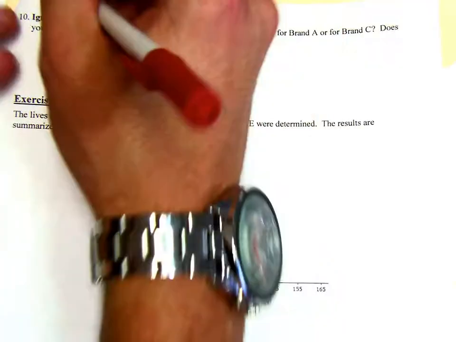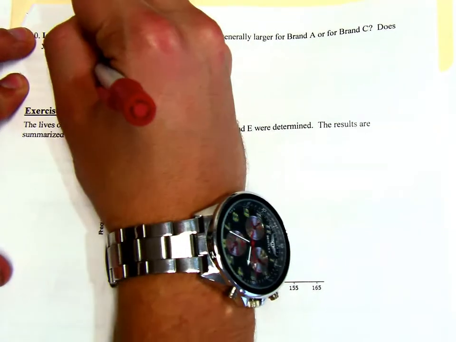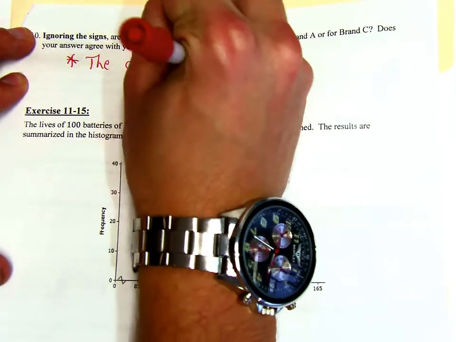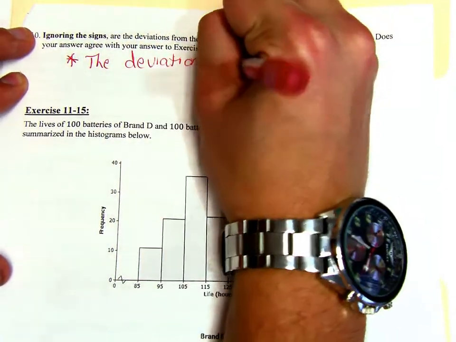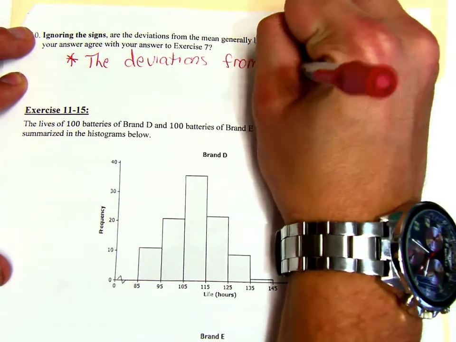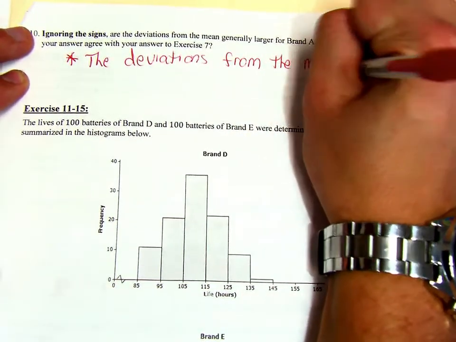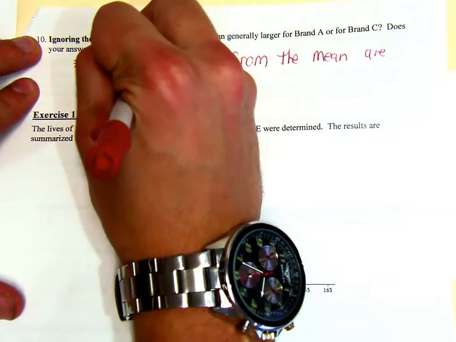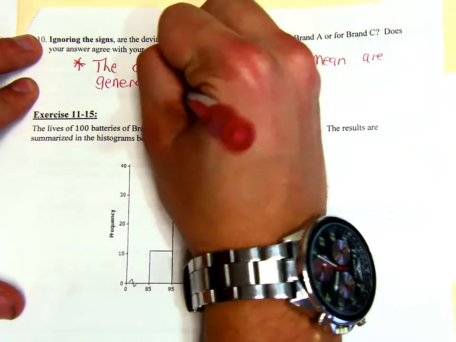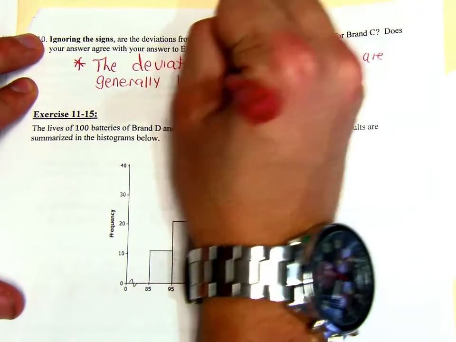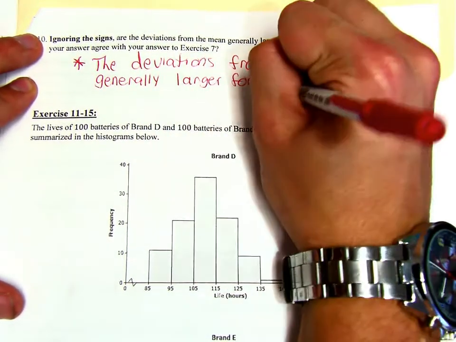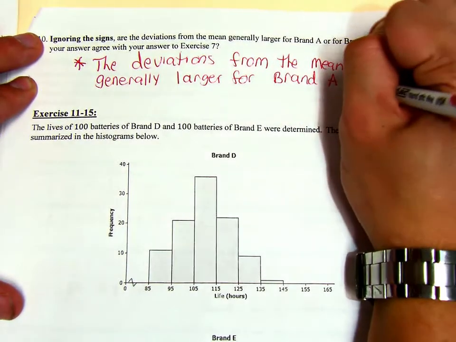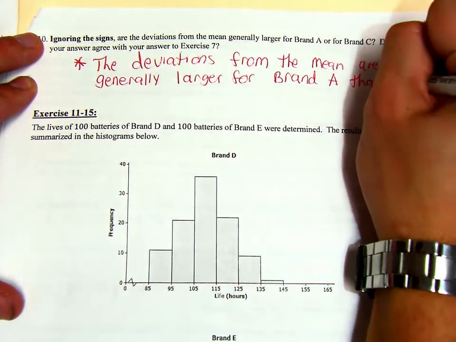So if we look at this, the deviations from the mean are generally larger for brand A than for brand C.